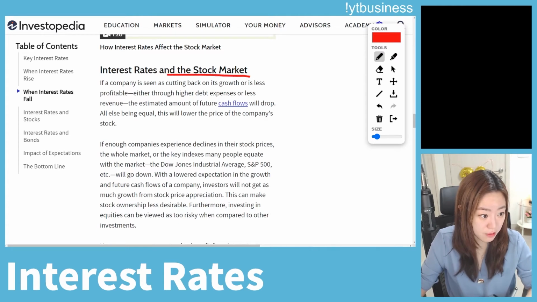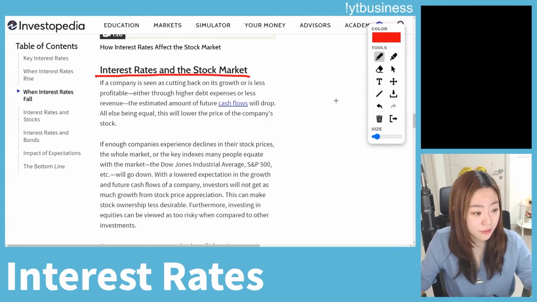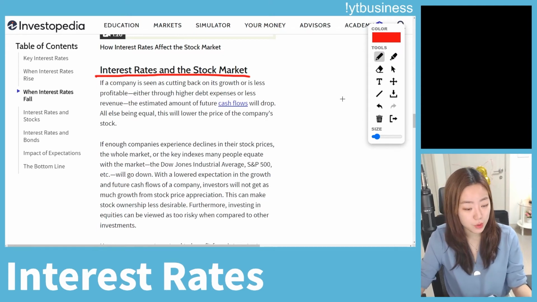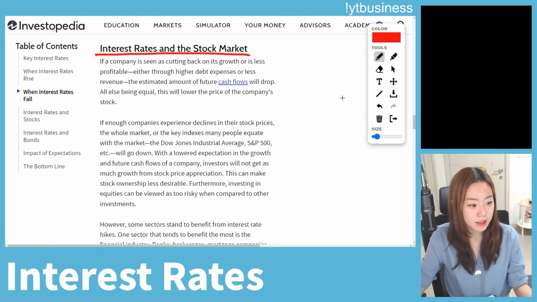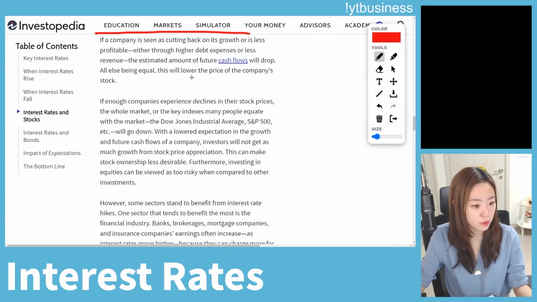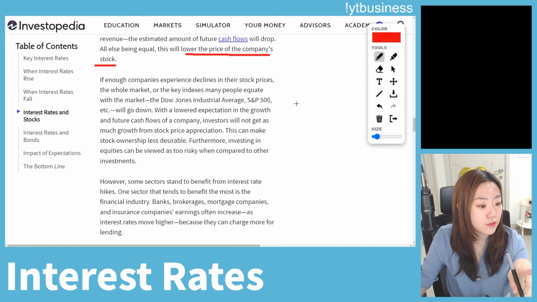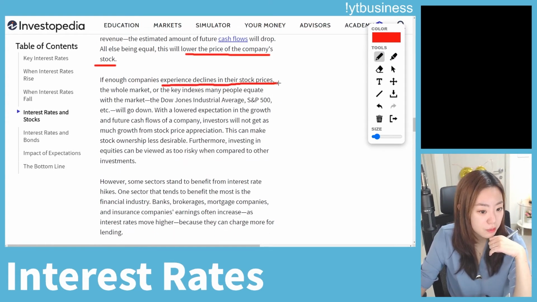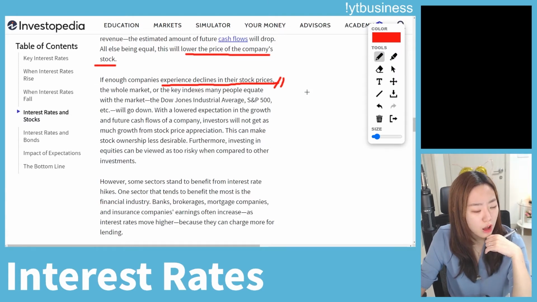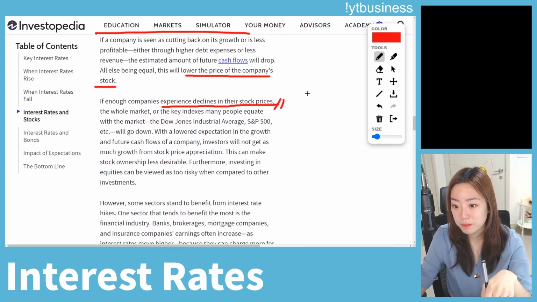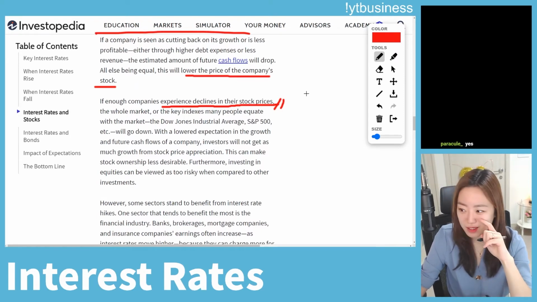Now, interest rates and the stock market, I guess it's talking about how they affect each other. If a company is seen as cutting back on its growth or is less profitable, either through higher debt expenses or less revenue, the estimated amount of future cash flows will drop. All else being equal, this will lower the price of the company's stock. Oh, really? So if enough companies experience declines in their stock prices, so today isn't caused by interest rate, but just because of war, right? I was just thinking about this.